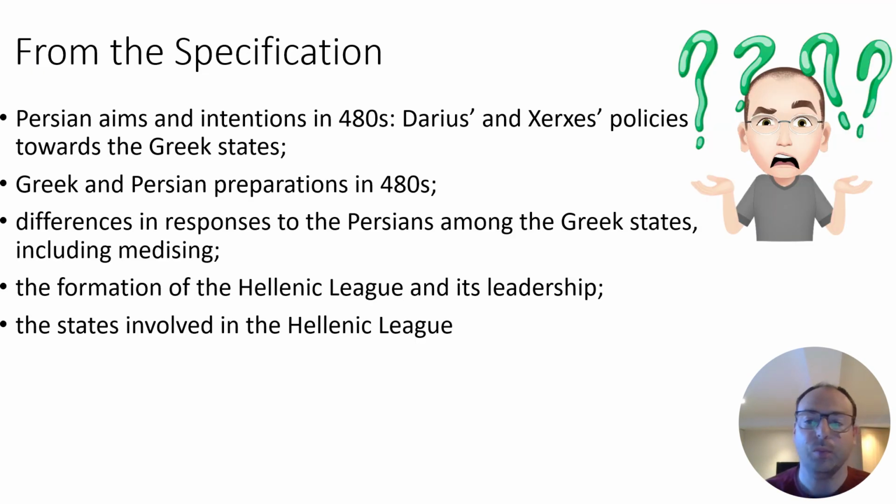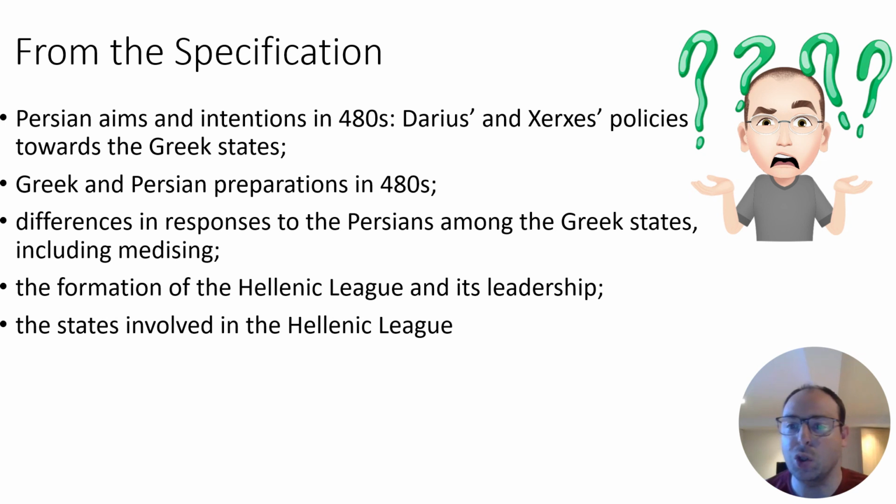So this is designed for A-level ancient history, the OCR spec, and the specification tells us that there are certain things that you need to know. So you need to know Persian aims and intentions in the 480s, Darius and Xerxes' policies towards the Greek states, Greek and Persian preparations for the 480s, differences in response to the Persians among the Greek states, including medising, the formation of the Hellenic League and its leadership, and states involved in the Hellenic League.